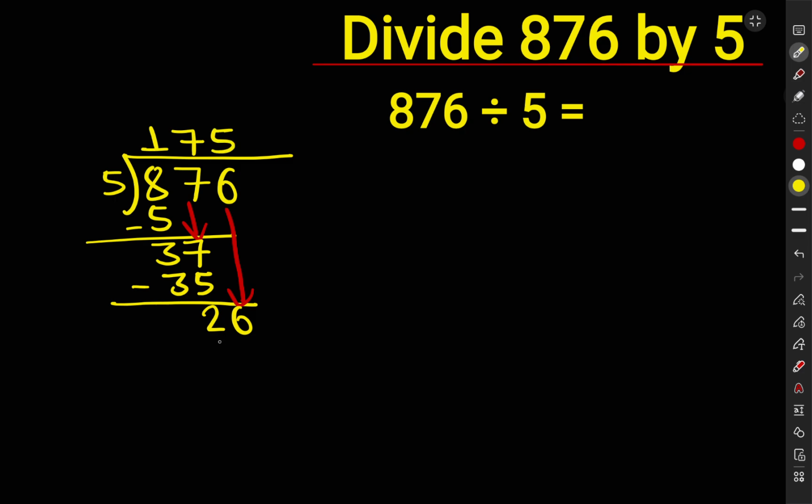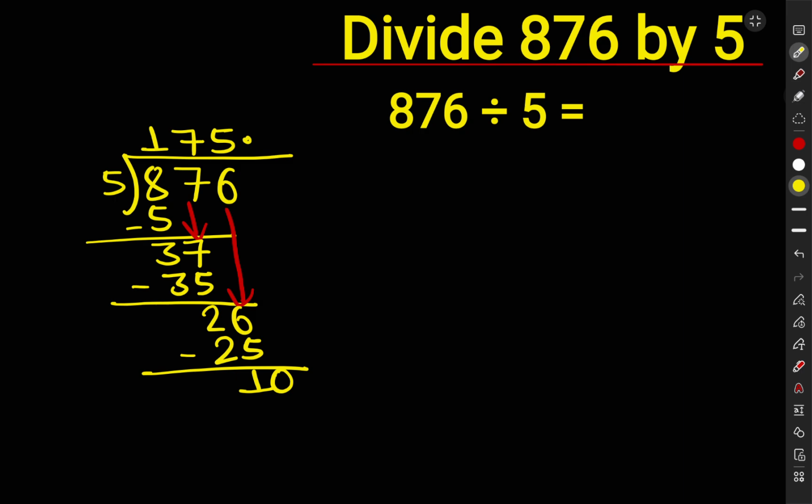5 times 5 is 25. On subtracting we get 1. So now we have no other number to put down. So we take a decimal here, so that we put 0.